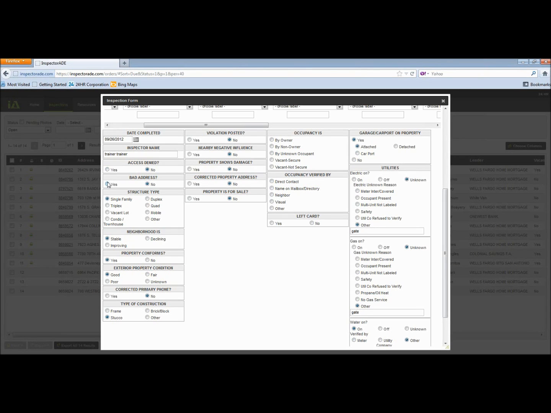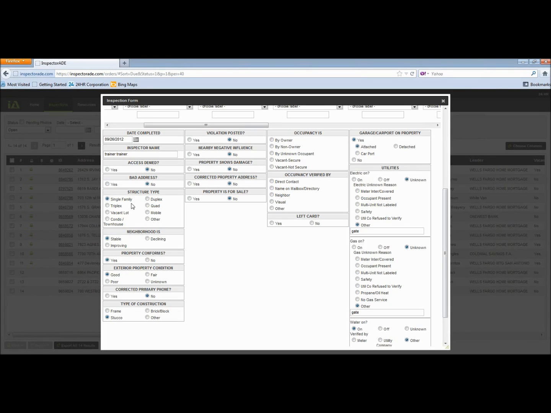Bad address. There's no such thing as a bad address. If you ever try to turn one in as a bad address, it'll get sent right back to you. There's no such thing. After you've exhausted all avenues, you've talked with the assessor, you've looked on the assessor website, you still can't find that address, go ahead and let someone know from 24 Hour and we will take it from there.